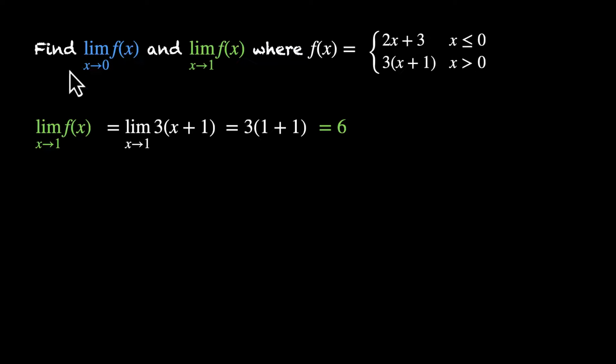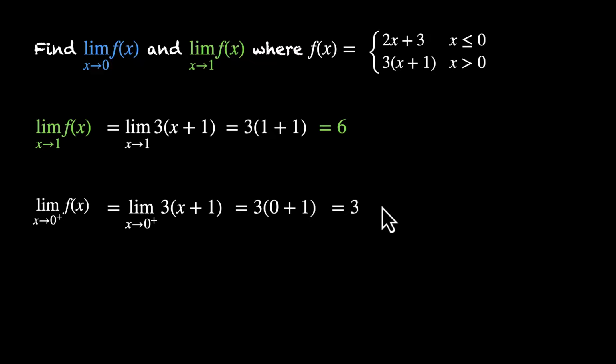What about the limit as x approaches 0? Now for 0, we have to be careful. We have to look at both these definitions. For the left hand limit, we'll have this definition, and for the right hand limit, we'll have this one. Let's solve them one by one. The limit as x approaches 0 plus, which means the right hand limit of f(x), is going to be 3 times (x plus 1). That's the limit as x approaches 0 plus of 3 times (x plus 1). Now plugging in 0, we get 3 times (0 plus 1). This gives us 3.